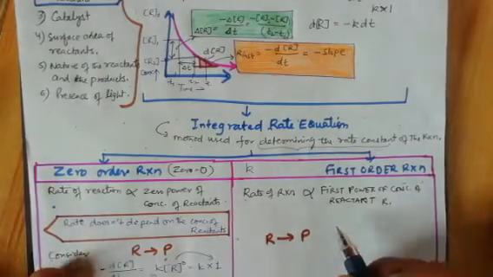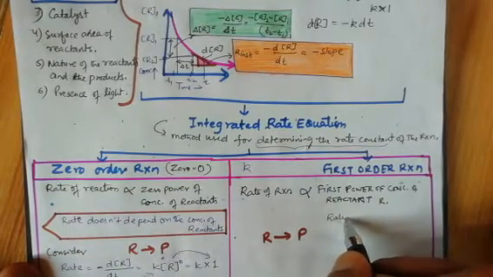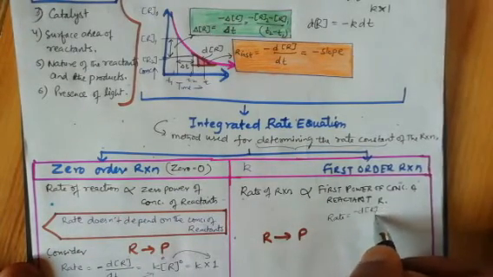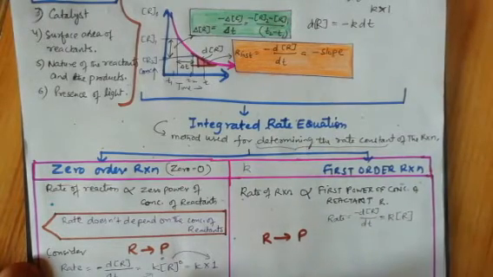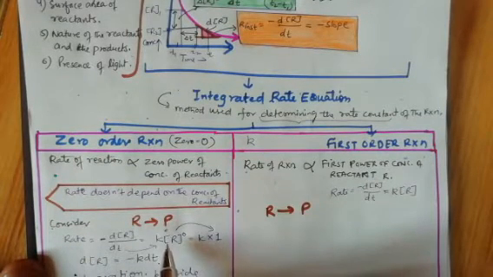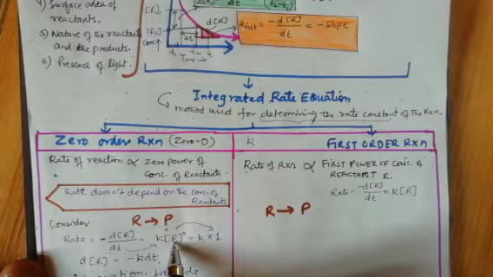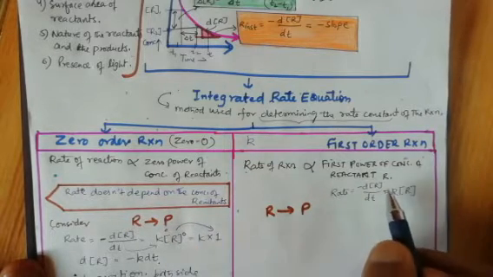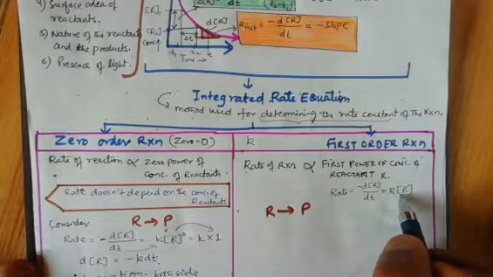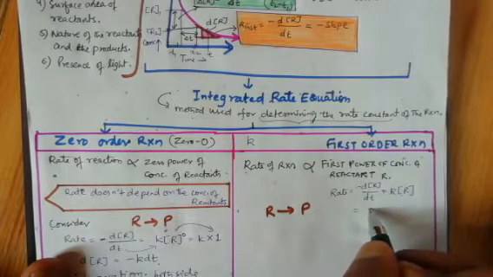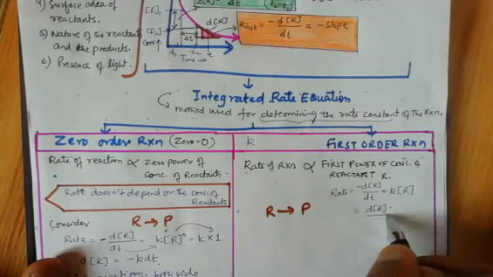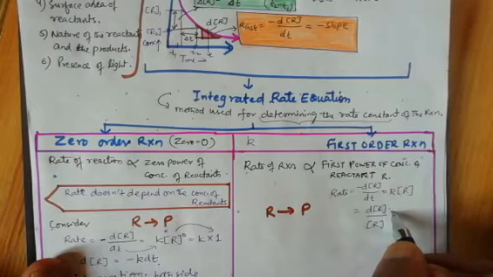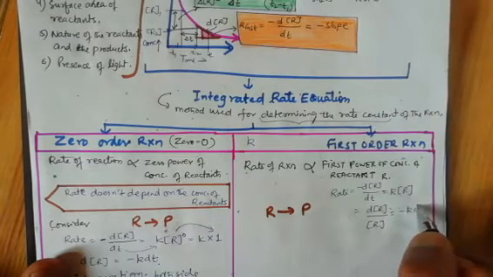The rate is equal to minus dR upon dt is equal to kR. Here it was R naught in zero order. This is the difference. In zero order we take R naught because the rate does not depend on concentration, whereas here it depends upon concentration, so we will not write R naught. So the equation becomes dR upon R is equal to minus k dt.